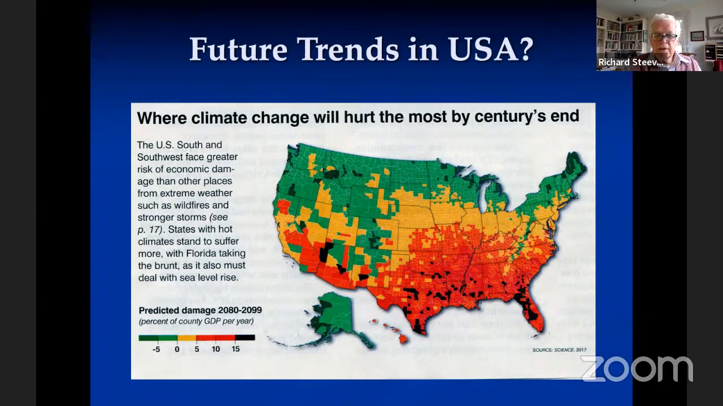It's not limited just to Florida and Texas. There are quite a few others. I'm not quite sure why parts of Idaho and Oregon are going to suffer so much, but maybe you have some ideas you can share with us.